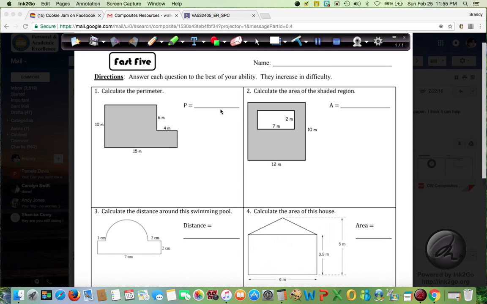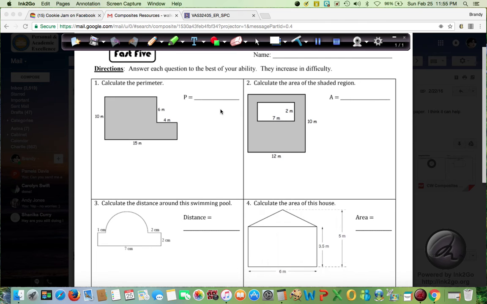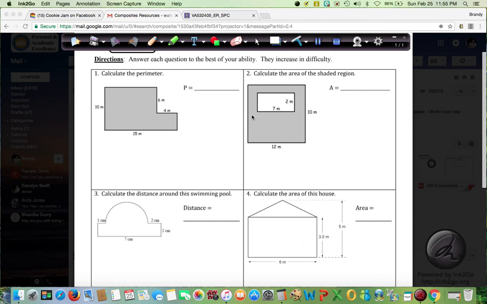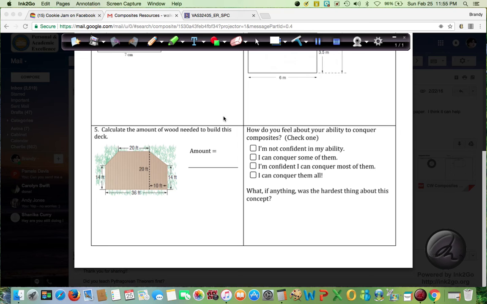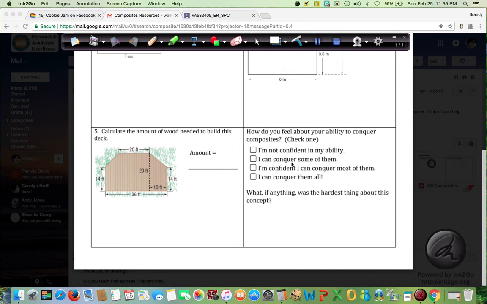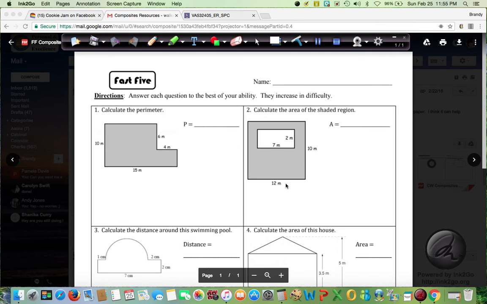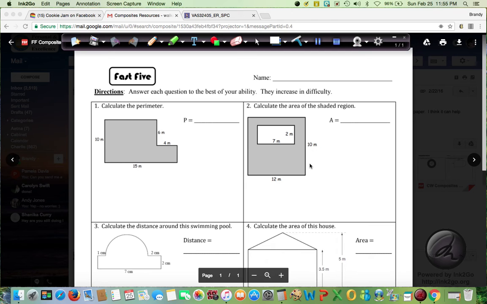Originally this worksheet was meant to be kind of like an exit pass where you complete these 5 problems on your own and then say how you felt about your ability to do these composite figures and what's the hardest thing about this idea. However, instead of having you do it completely on your own, I am making a video to help you out.